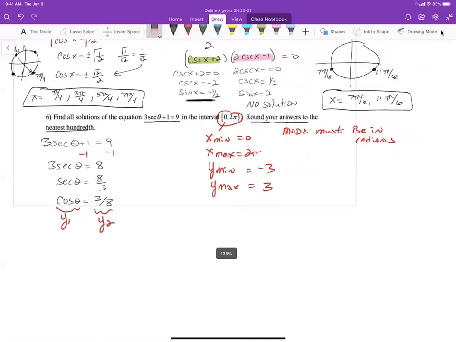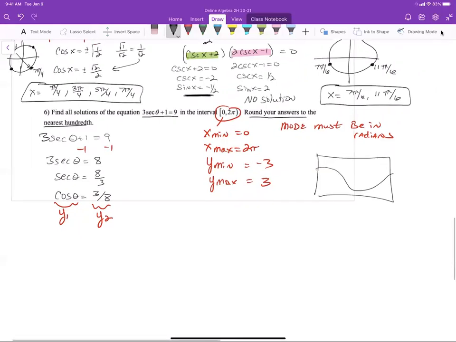All right, I have a CE version. I have color, so I can tell that one graph is red, one graph is blue. I have a box that looks something like this. Close enough. And I have 2 solutions where it intersects. I need to go find the values of those intersections.